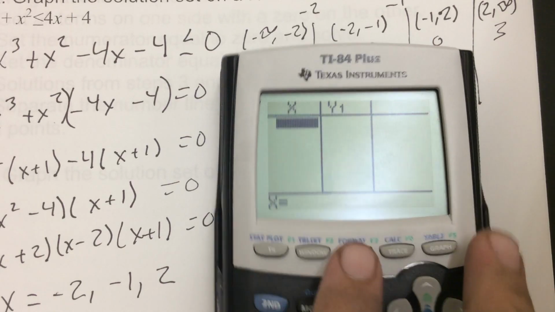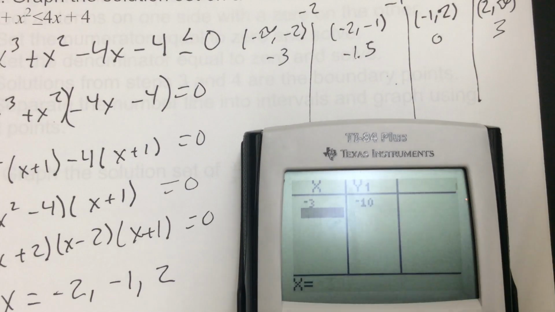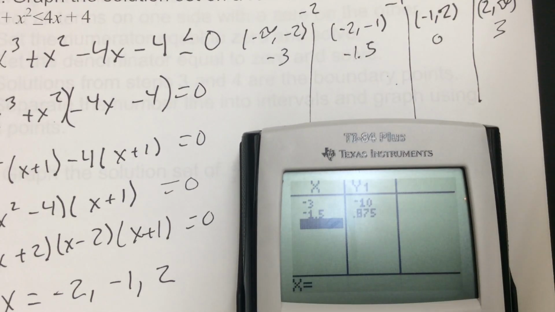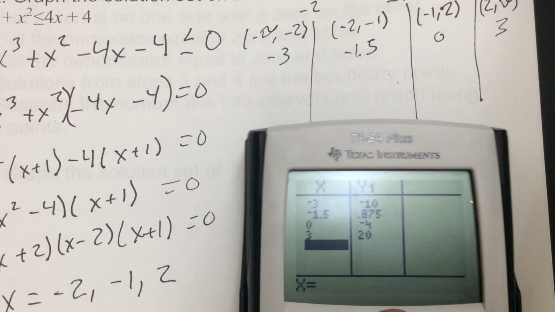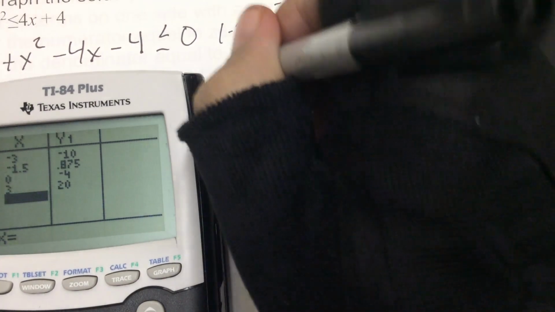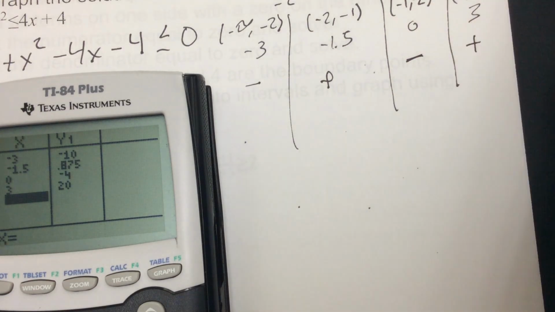Go second graph to get to our table, and we can put these in. So -3, enter. -1.5, enter. 0, enter. 3, enter. So as we look at those, we are a negative, then a positive, negative, then a positive.